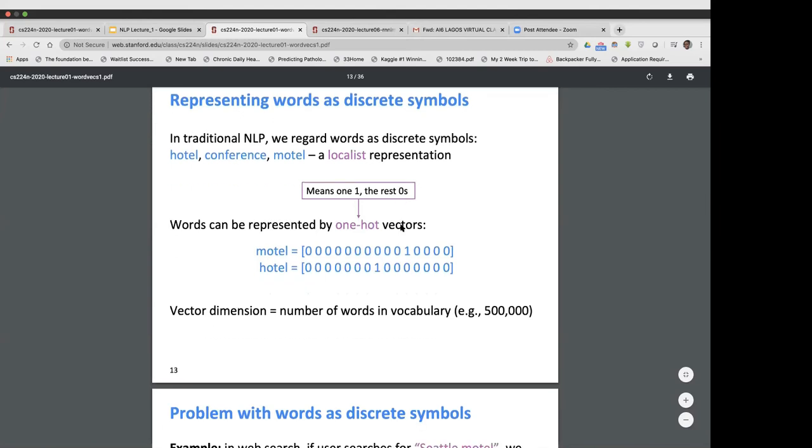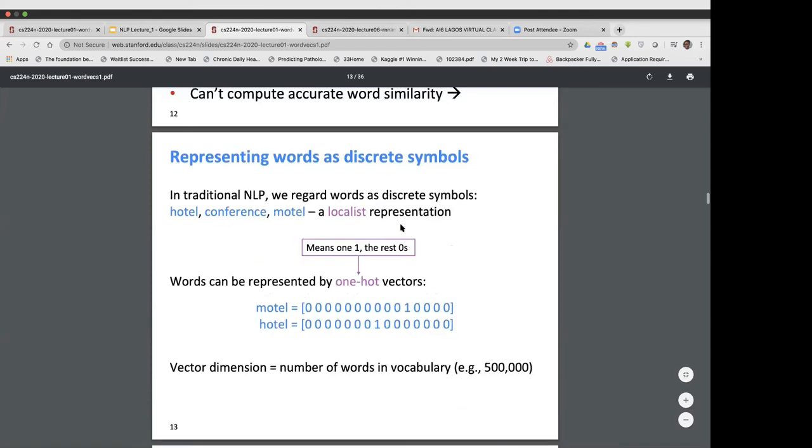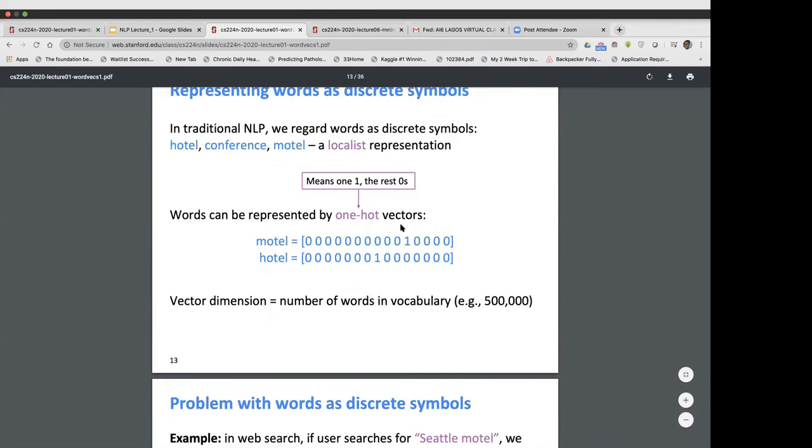Okay, so one-hot vectors. Say you have data of, say, 500 words. You have a vector dimension of 500, and for each row vector in your matrix, whatever position a particular word is in, you represent that word as one, and every other word you represent as zero.